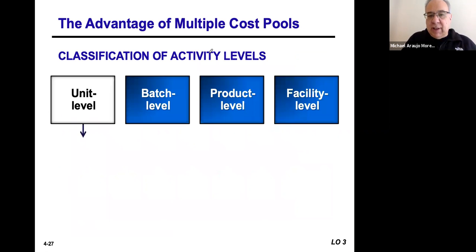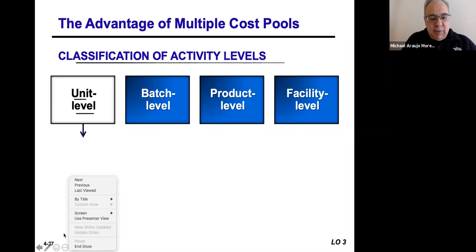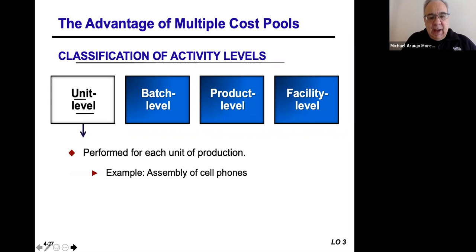One thing that you're going to learn in this part of the chapter is how they classify things. There's four different ways of how they classify activity levels. The first is the unit level activity. And this is basically for each unit of production, that activity level would be considered a unit level activity level. So each individual assembly of a cell phone would be a unit level activity.